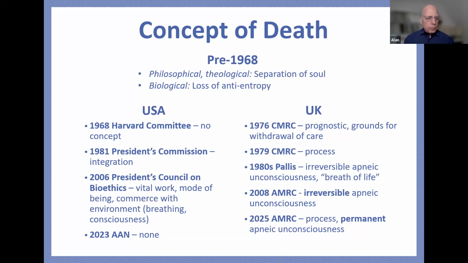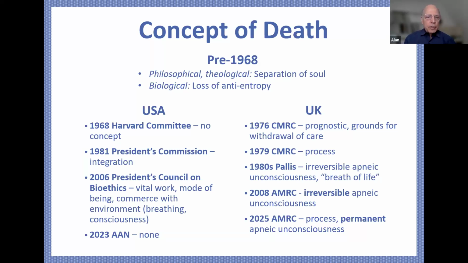And the biological concept of death, we could summarize as loss of anti-entropy. So all living things oppose the tendency of everything in the universe towards entropy, towards disorder. Living things, on the contrary, organize themselves. They develop from embryos into full adult creatures, and they resist the tendency of the environment to break them down and make them die. So it's this anti-entropy that is really the core of the biological concept of death.